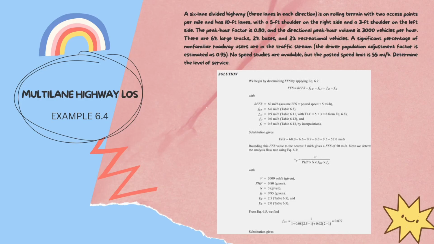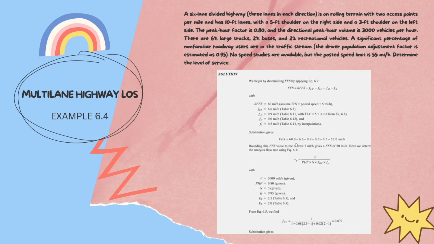So in this example, we analyze a 6-lane divided highway with 10-foot lanes, rolling terrain, and some heavy vehicles in the traffic mix. The goal is to find the level of service, or LOS. So step 1 is to compute the free flow speed, just like in example 6.3. We first calculate the free flow speed with a 5-foot right shoulder and 2 access points per mile.